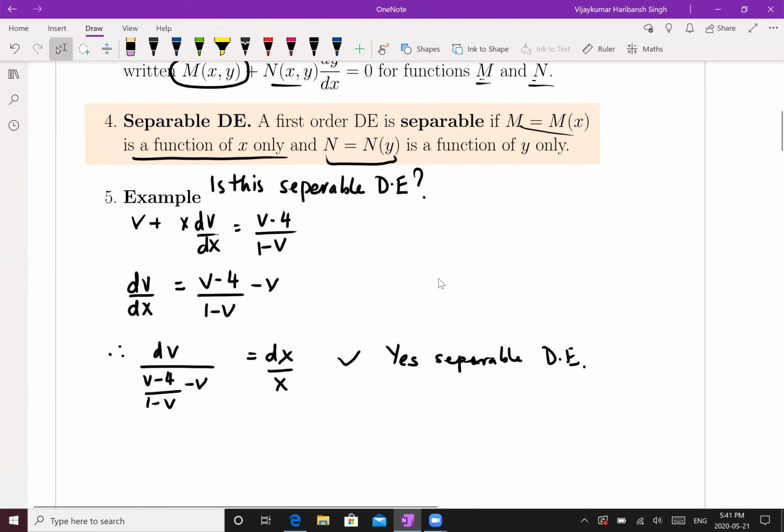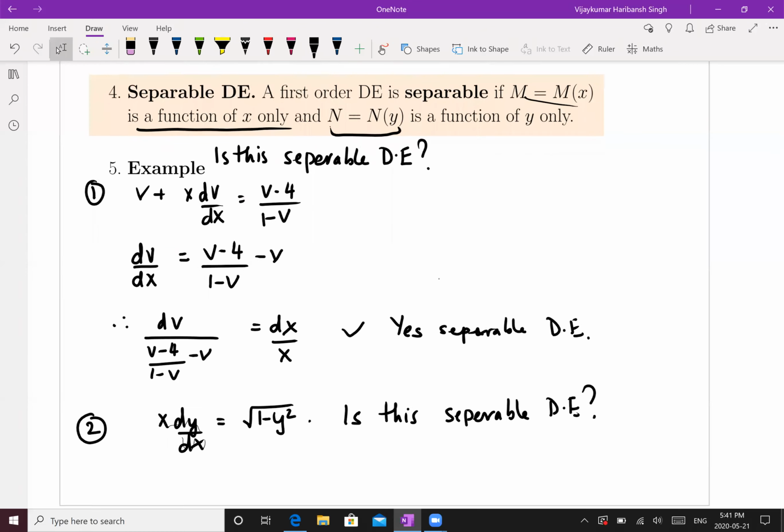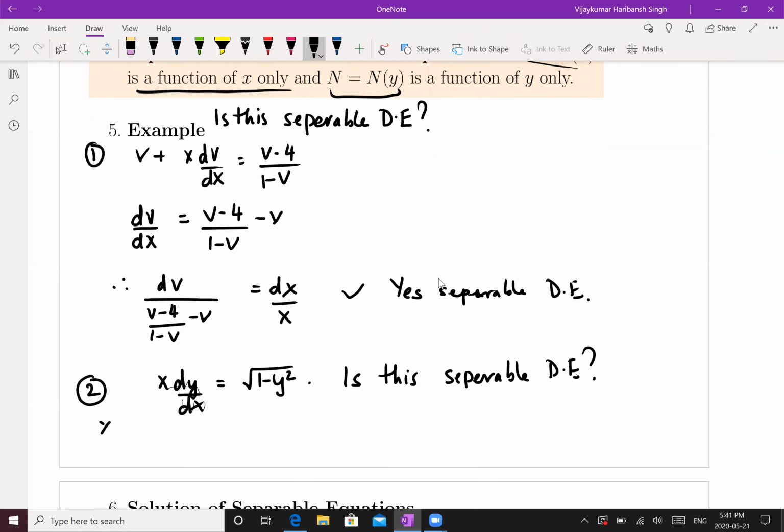Another example could be x dy/dx equals the square root of 1 minus y squared. The question, is this separable? Let's see if we can separate y and x on either side. We can write it as dy over the square root of 1 minus y squared equals dx over x. So yes, it is separable.